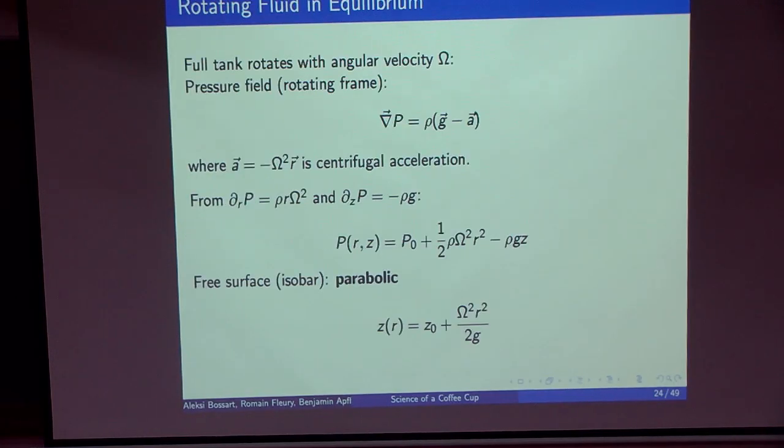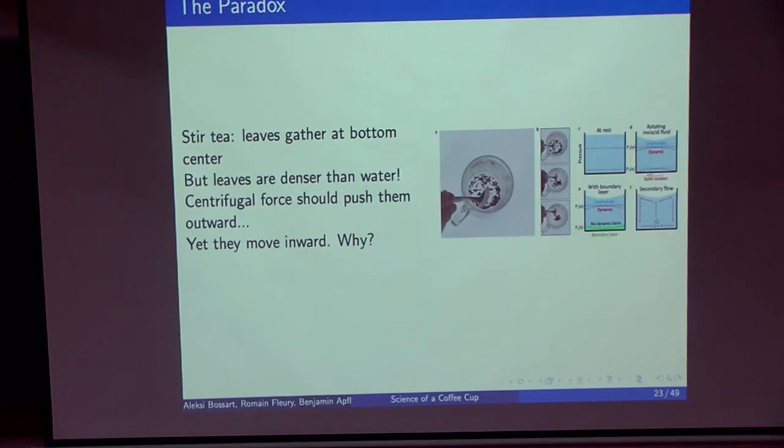So, scary math. Let us say the entire water is rotating with some angular velocity omega. Then the pressure field in the rotating frame is: gradient of pressure is rho times gravity minus rho times acceleration, where the acceleration is just the centrifugal acceleration.